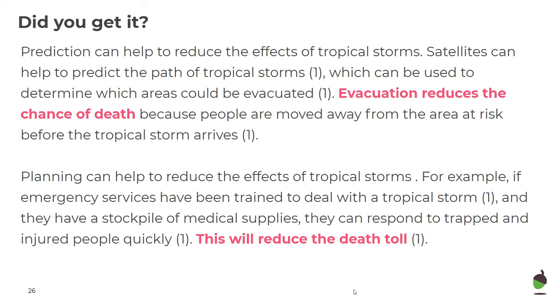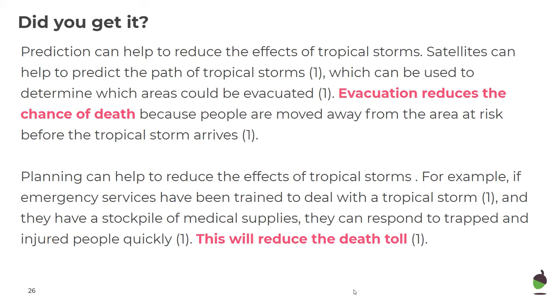My second paragraph. Planning can help to reduce the effects of tropical storms. For example, if emergency services have been trained to deal with a tropical storm, 1 mark, and they have a stockpile of medical supplies, they can respond to trapped and injured people quickly, 1 mark. This will reduce the death toll, 1 mark. So again, I've fully developed my point, made sure it's really clearly explained, and therefore I've been able to give myself 6 out of 6 marks for this answer.